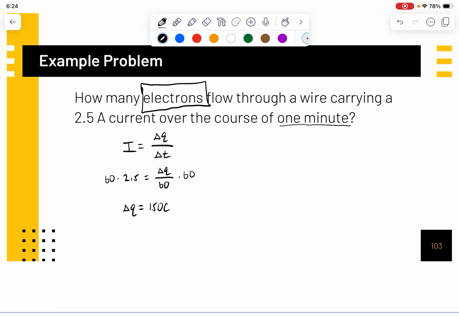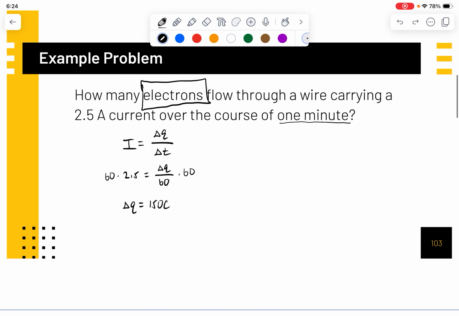So we can go back to a relationship between our number of electrons and our total charge. Basically, our total charge, this Q that we have, is going to be equal to the number of electrons we have multiplied by the charge of one electron.